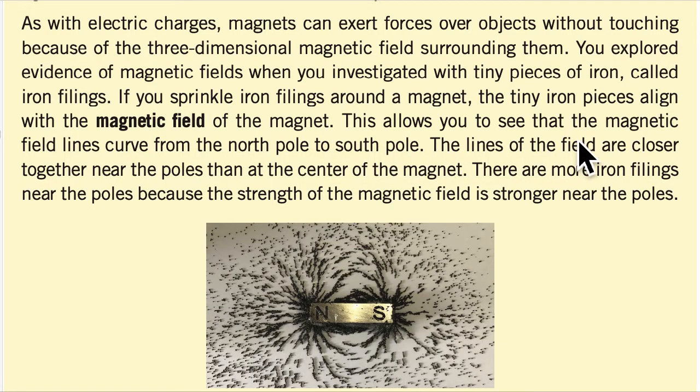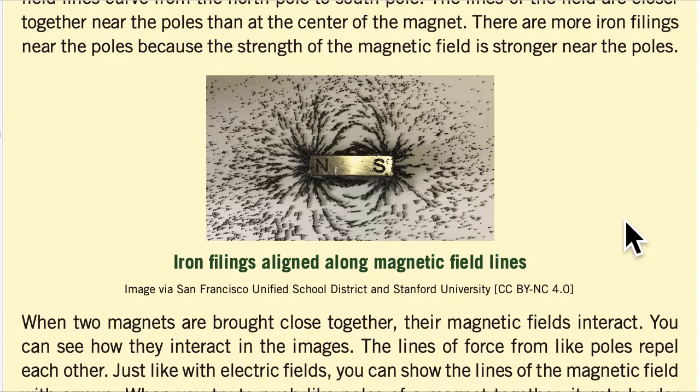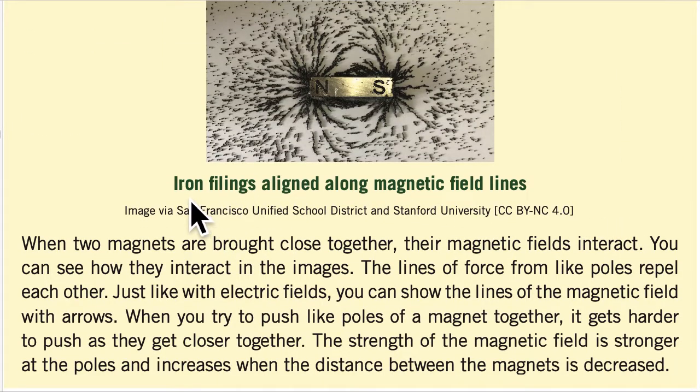This allows you to see that the magnetic field lines curve from the North Pole to the South Pole. The lines of the field are closer together near the poles than at the center of the magnet. There are more iron filings near the poles because the strength of the magnetic field is stronger near the poles. Iron filings aligned along magnetic field lines.